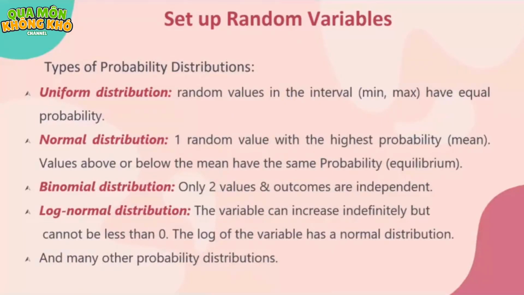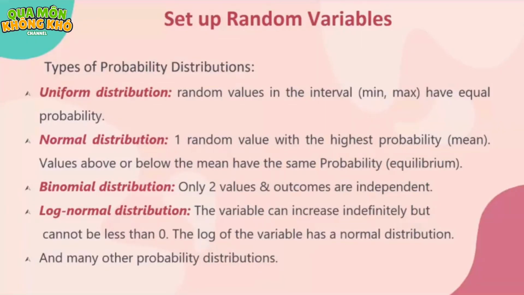And we have four main types of probability distribution. The first one is the uniform distribution. This means that the random values in the interval have equal probability. The next one is the normal distribution, where values above or below the mean, around the value with the highest probability, have the same probability. And the next one is the binomial distribution. We have only two values, and outcomes are independent.